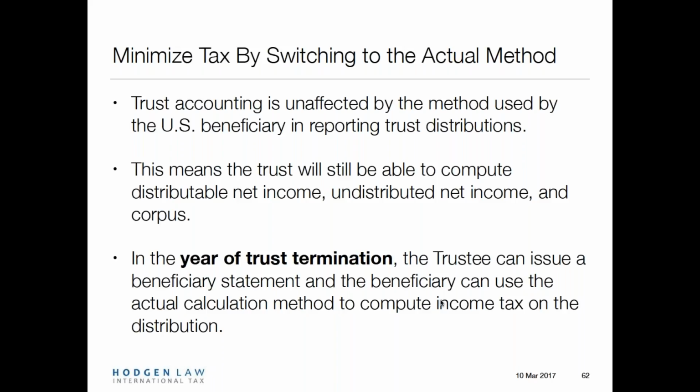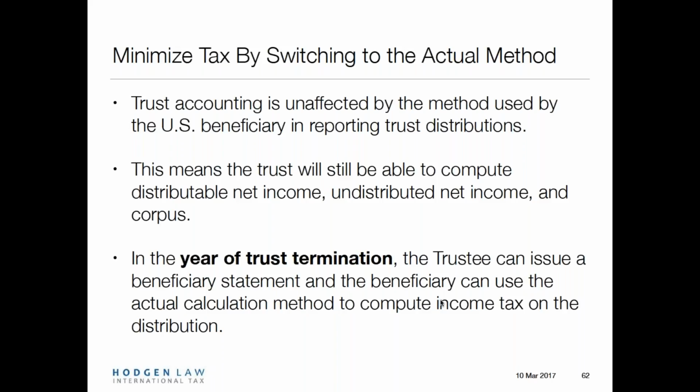So here's what you do. Somebody's locked into the default method. So we say the trust is going to terminate. And in that year, the trustee gives the beneficiary an accurate beneficiary statement, and the beneficiary can rely on that and report using the actual method. So this may be better. For instance, liquidate all the assets and get capital gain, and you have long-term capital gain applied to it, things like that. So this is another thing to do.